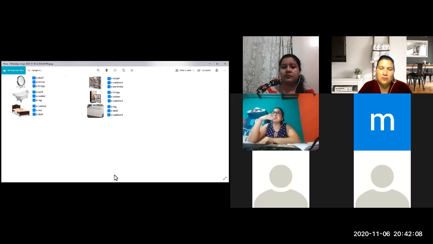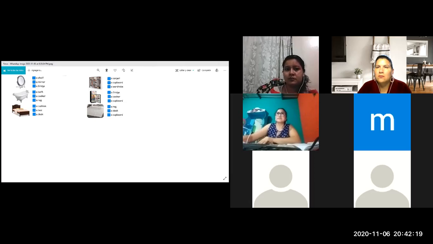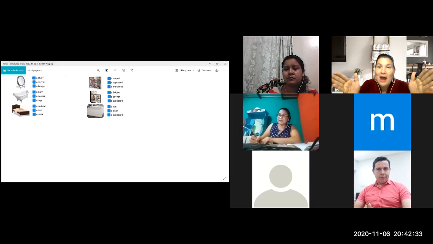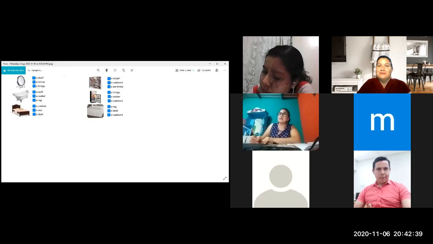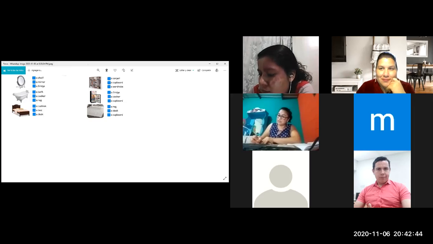Bueno, vamos con el siguiente. La alfombra es una rug o cupboard. La alfombra es. ¿O qué es? Yo pensé que era una sala. Sí, rug es alfombra. Y recuerden, rug es para un espacio pequeño y carpet es para un cuarto grande. Entonces sería, yo no tengo alfombras.